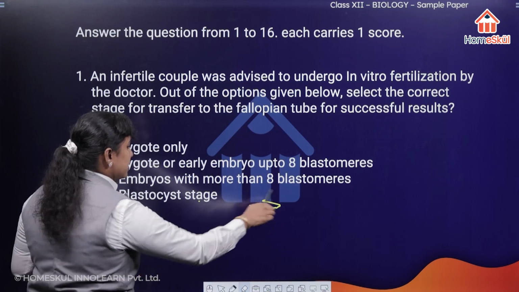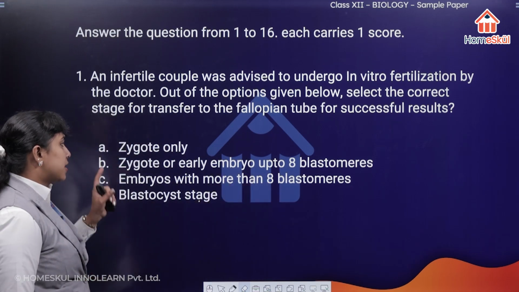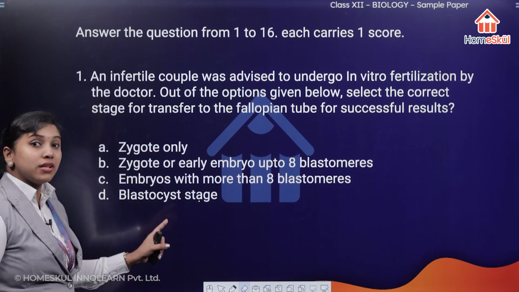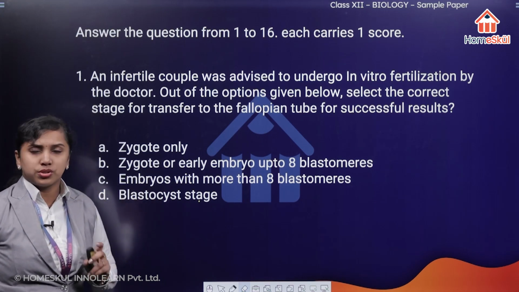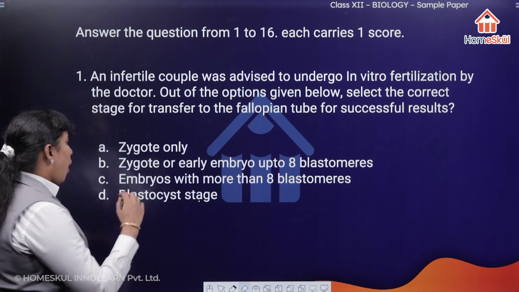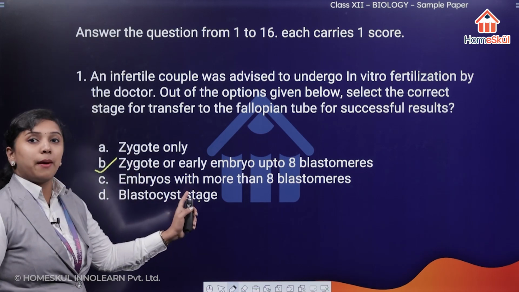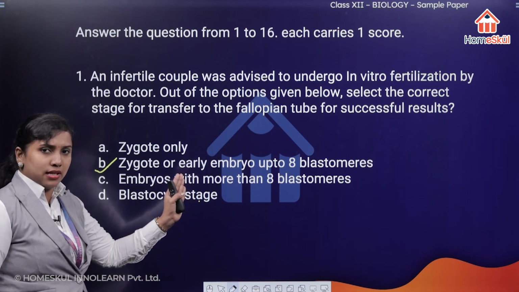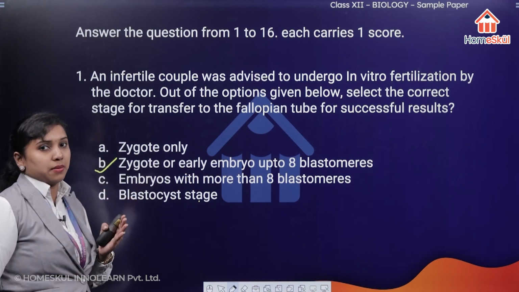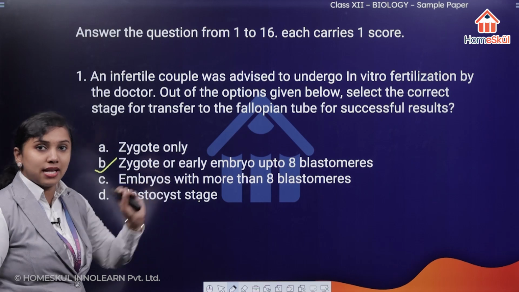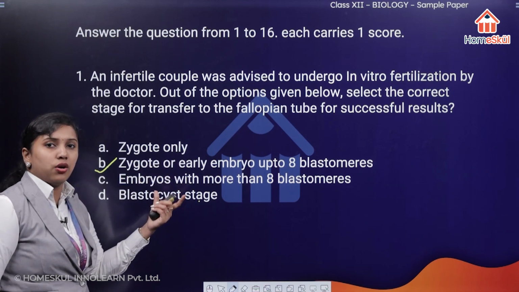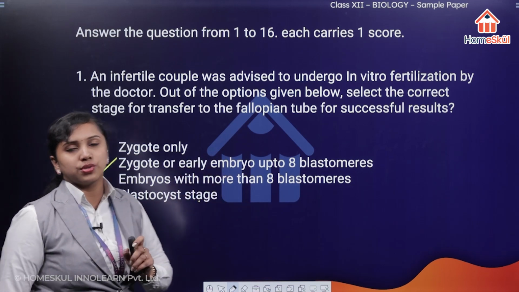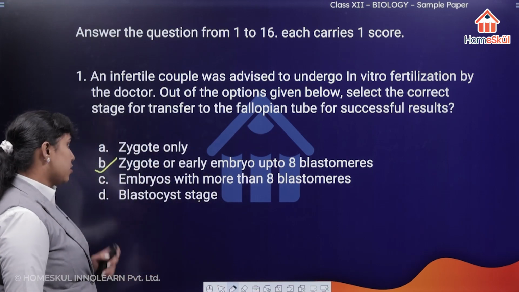Let us see the options here. Option A, zygote only. Option B, zygote or early embryo up to 8 blastomeres. C, embryos with more than 8 blastomeres. And option D, blastocyst stage. The right answer is option B, zygote or early embryo up to 8 blastomeres. Once the embryo has more than 8 blastomeres, where blastomeres are individual cells, it has to be transported into the uterus. So, the right option is option B.